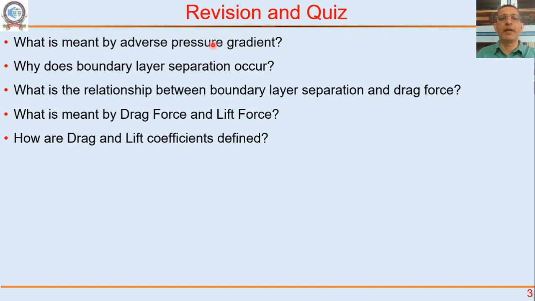First of all, what is meant by adverse pressure gradient? Why does boundary layer separation occur? What is the relationship between boundary layer separation and drag force? What is meant by drag force and lift force? And how are drag and lift coefficients defined? So answer these questions for yourself, and that will be a sort of revision of what you have done in the previous lecture.